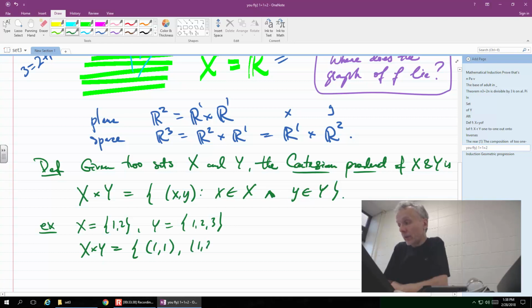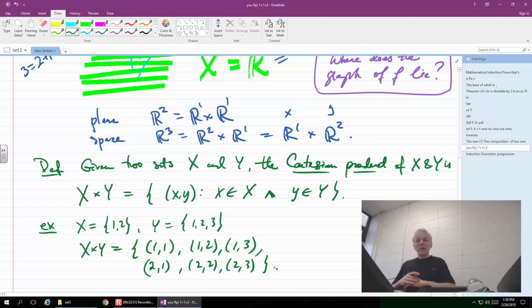Then 1 is paired with 2. 1 is paired with 3. And then I do the same with 2. 2 paired with 1, 2 paired with 2, and 2 paired with 3. That's it, so that's my set. You can illustrate it just to confirm that it has something to do with the product. You can arrange them like this.